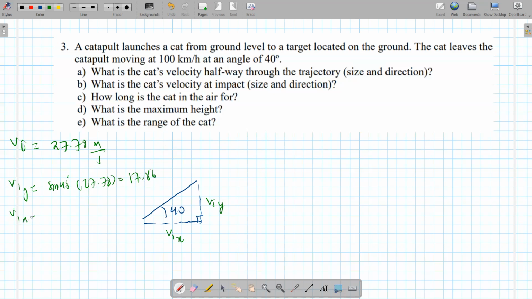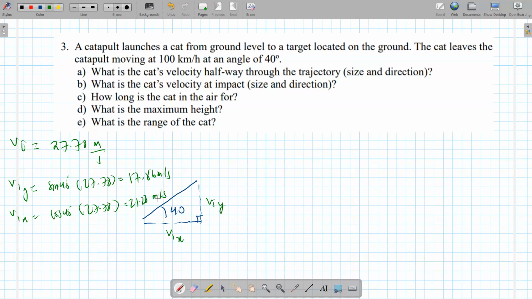And for the bottom, you have cosine 40 times 27.78. So cosine 40 times that, we have 21.28 meters per second. All right, that's pretty straightforward.